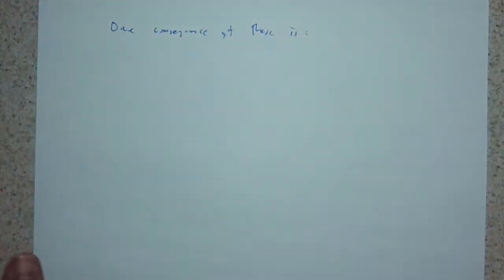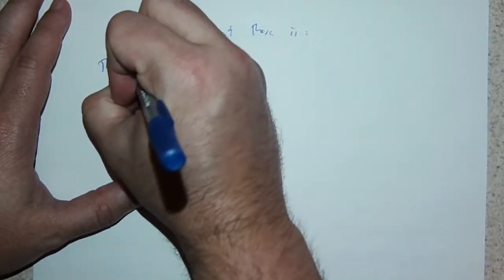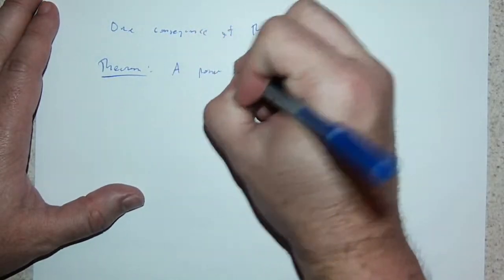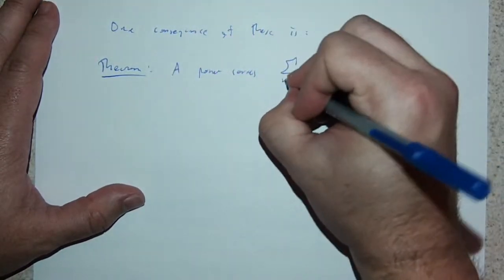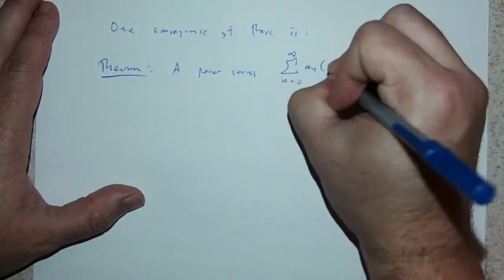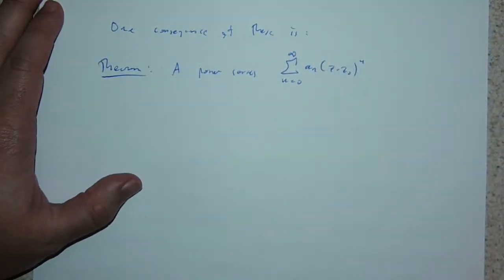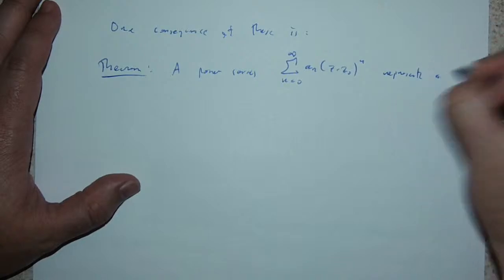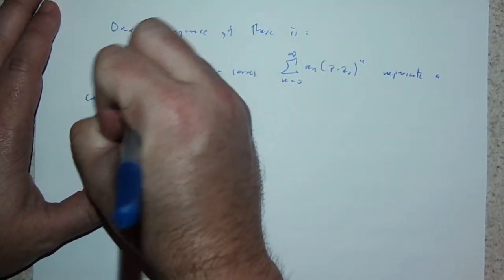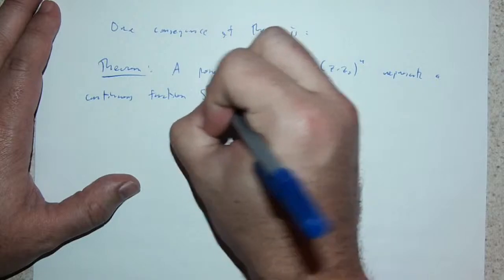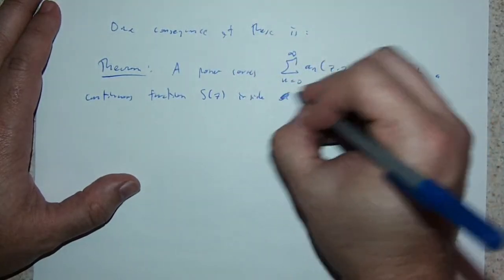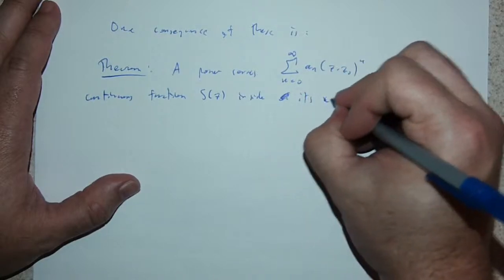And so one consequence of these is the following. So we have a theorem which says that the power series represents a continuous function at each point inside its circle of convergence. So this represents a continuous function s of z inside its radius of convergence. Sorry, it's a circle of convergence.